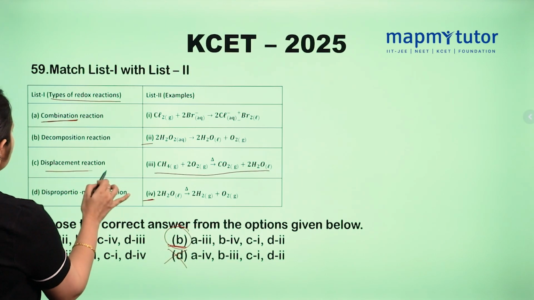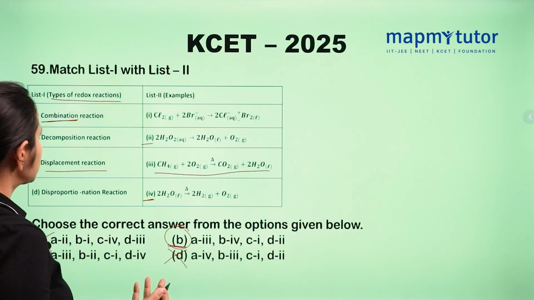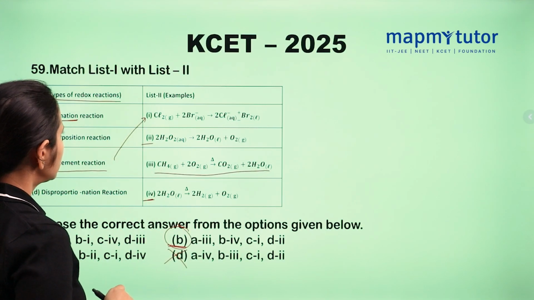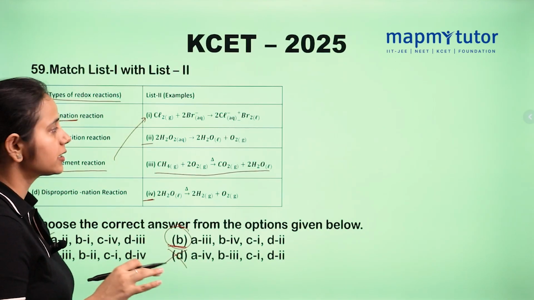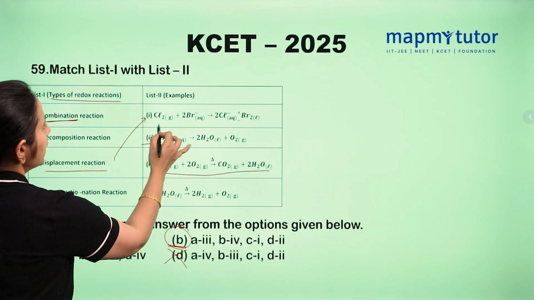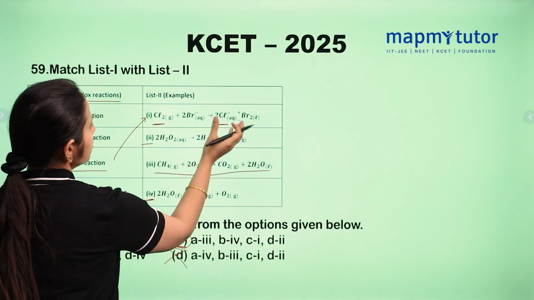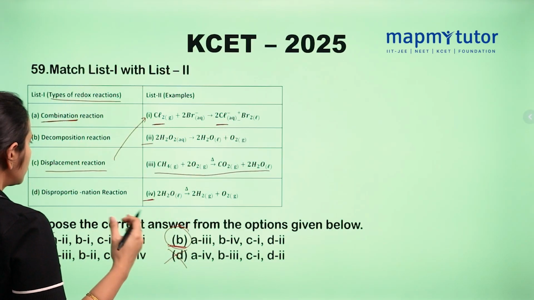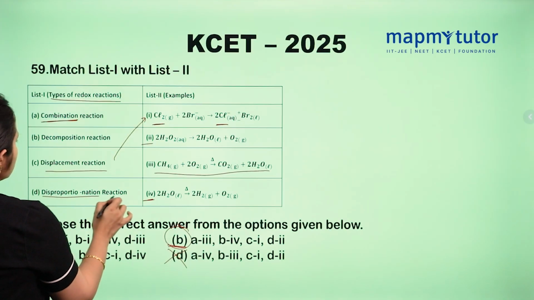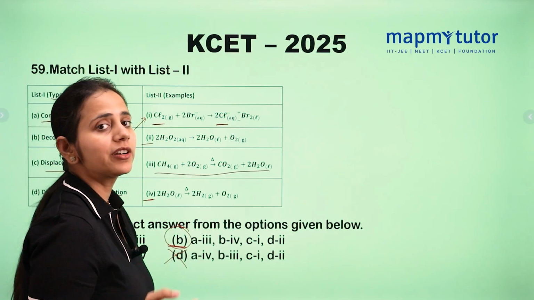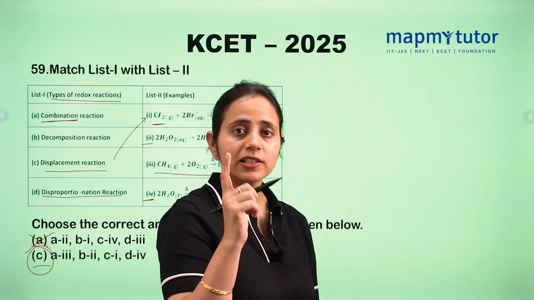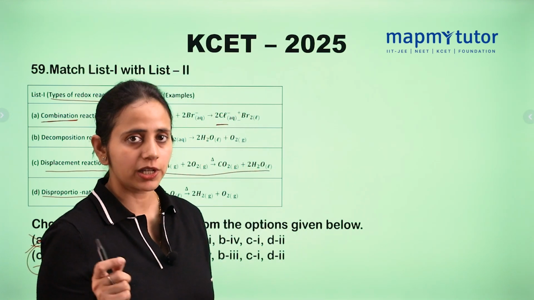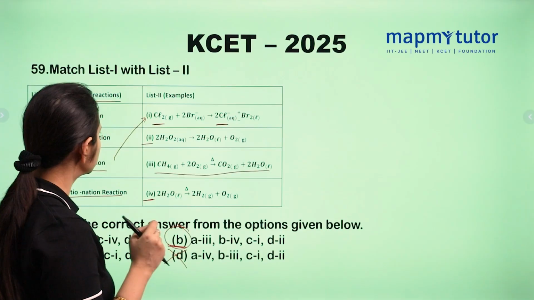Next is the displacement reaction. What is a displacement reaction? This first one is a displacement reaction. That is the displacement of an ion in a compound. This is from chloride to Cl negative. This is the displacement of an ion in a compound. What is a disproportionation reaction? This is a special type of redox reaction in which a single reactant undergoes both oxidation and reduction. Such types of reactions are known as disproportionation reactions.